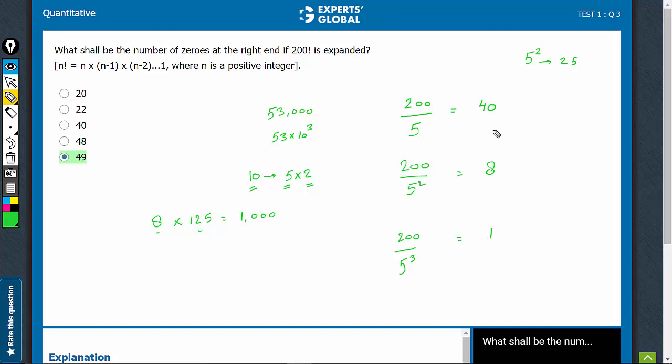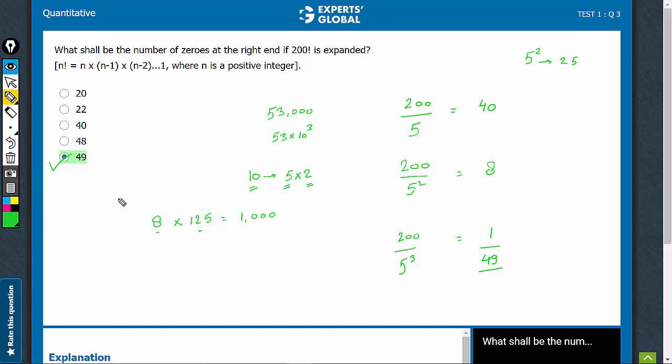So in all, we have 40 plus 8 plus 1, 49 5s. There'll be lots of 2s. 2 is not a problem. If there are 49 5s, there would be 49 10s and there would be 49 zeros therefore at the end of 200 factorial when it is expanded. The right answer is 49.